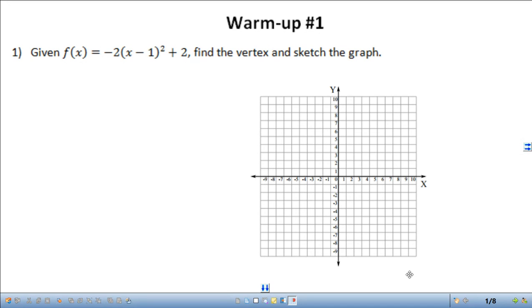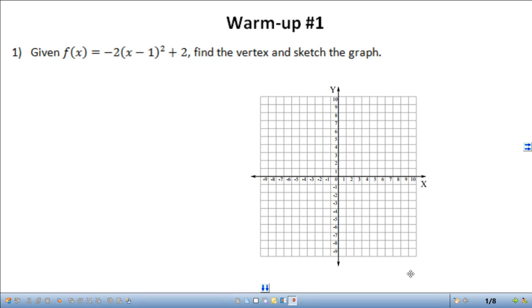This is Mr. Langston, and today I am doing section 2-1, but first thing we're going to do is our warm-up. So, given f of x is equal to -2 times the quantity of x minus 1 quantity squared plus 2, find the vertex and sketch the graph.